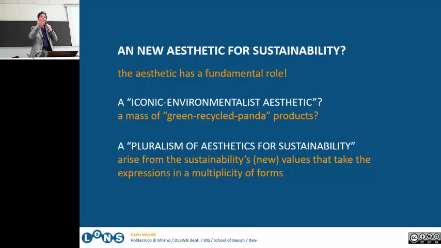Then it's up to you to design the aesthetic dimension. It's up to you to decide how to do that. You will do it in your own way, and you in your own, and you in your own. Who is saying that it has to be a green recycled panda? It's with the color you want. It's full of color, full of shape, full of whatever. The aesthetic is not just shape. It's made of many other things. When you speak about services, there are lots of other things. This is why I'm speaking about a plurality of aesthetics for sustainability.